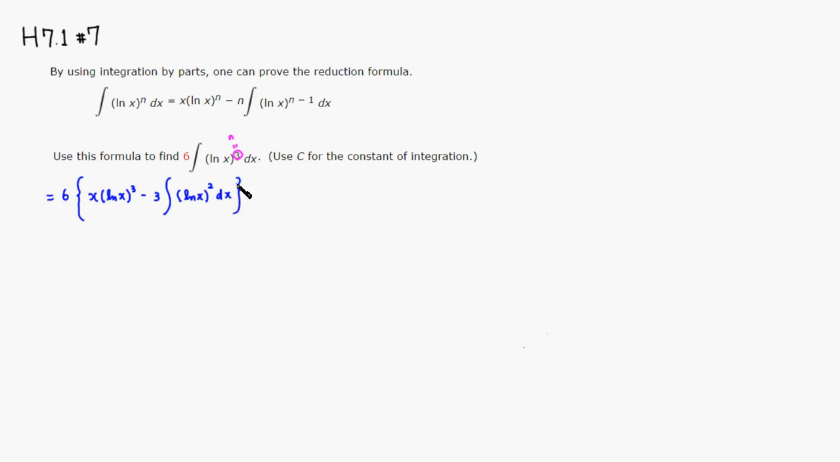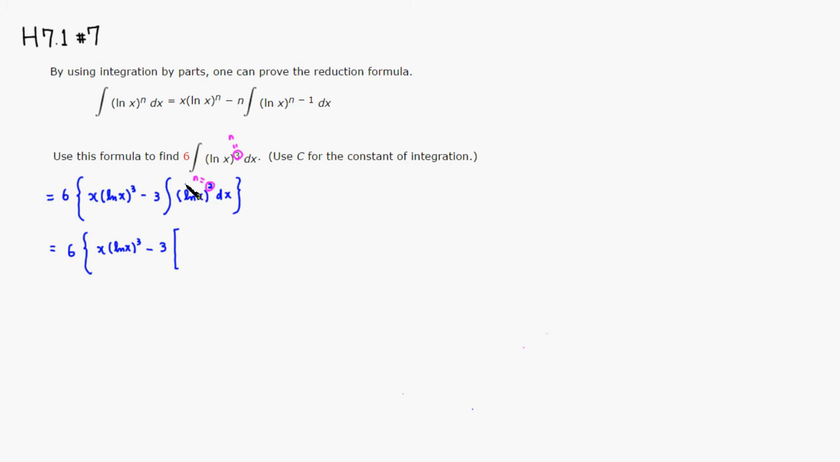Then we can apply the same formula, and this time the n value is now 2, so we leave everything else as it is. I'm going to pull 6 out here, and write down the first term since we are done with that antiderivative. This one is finished. We still have the negative 3, and we have to use the formula once again.